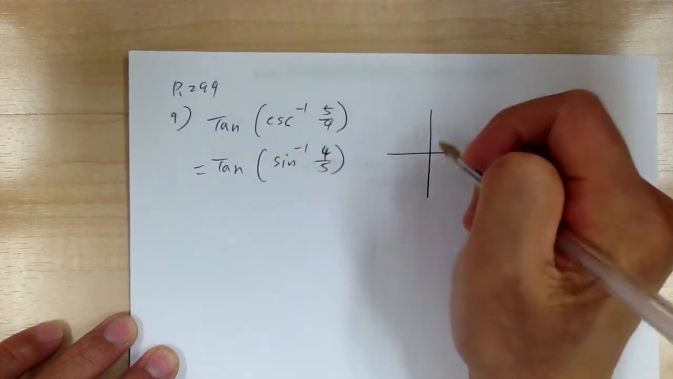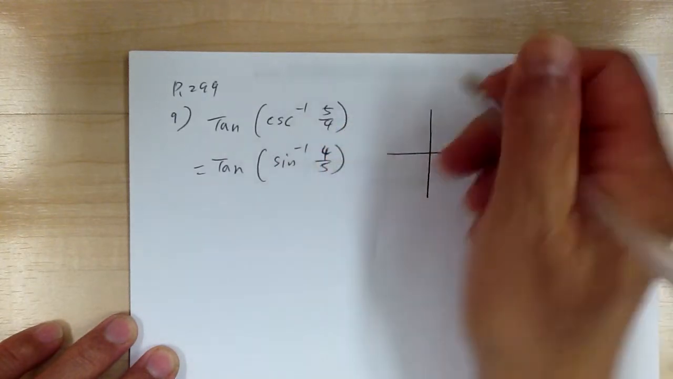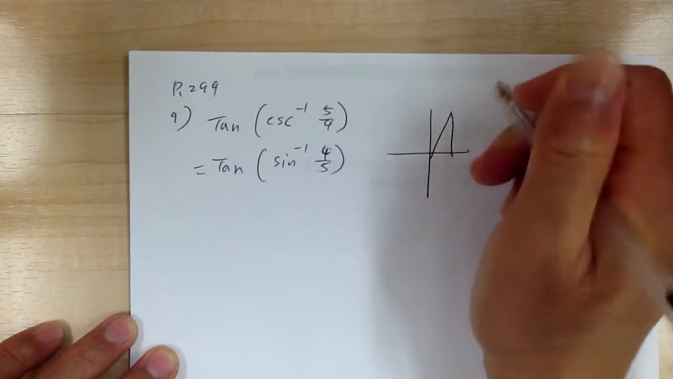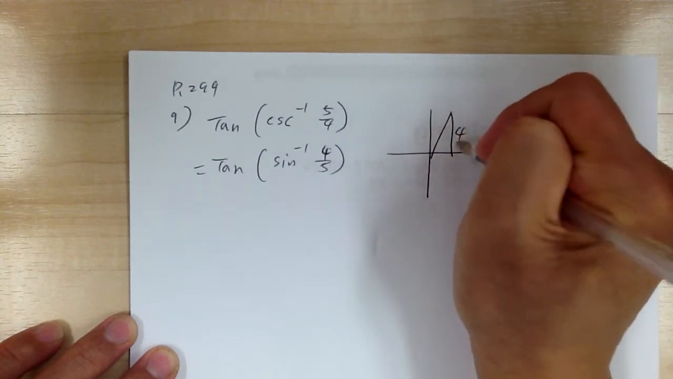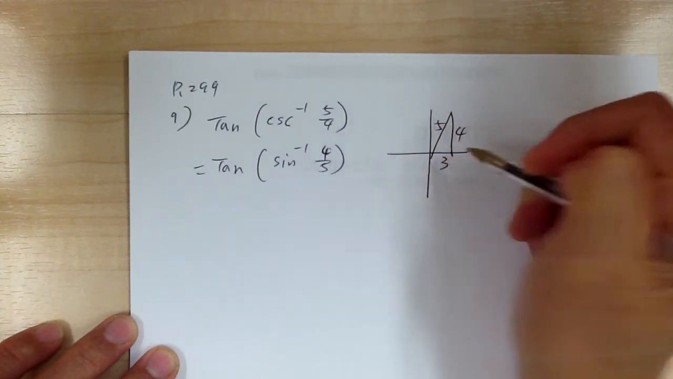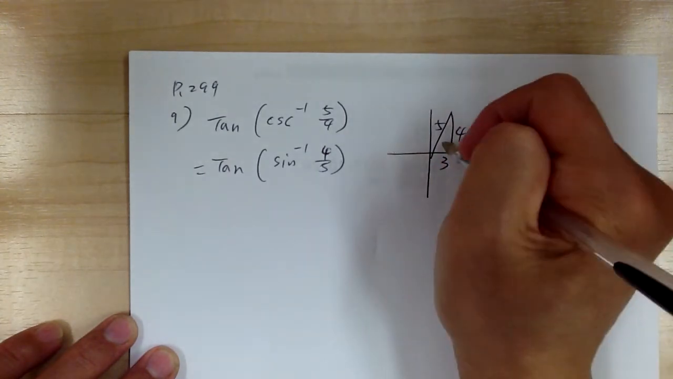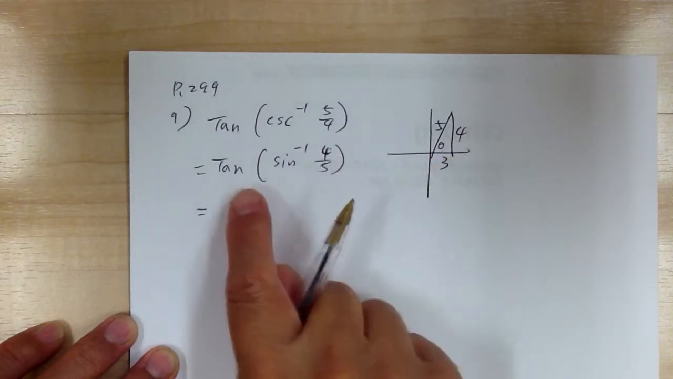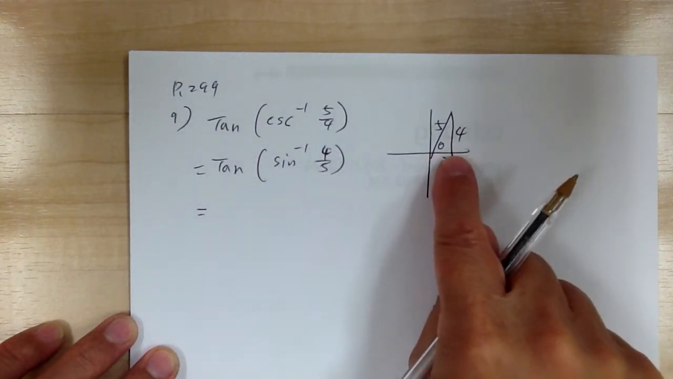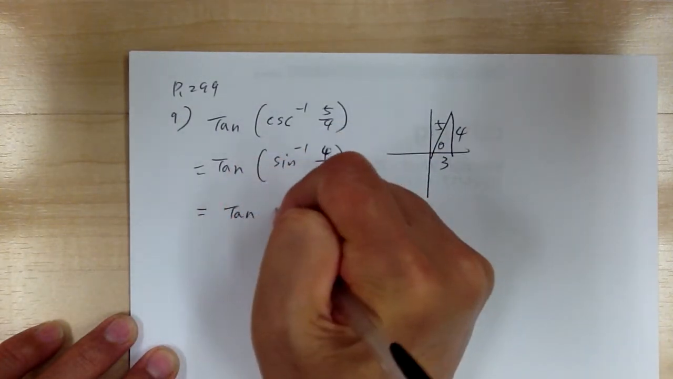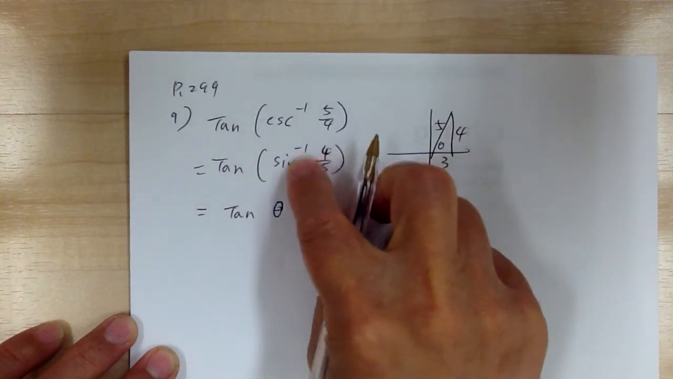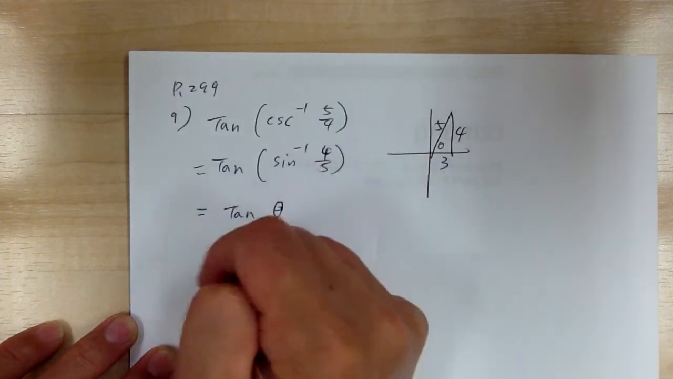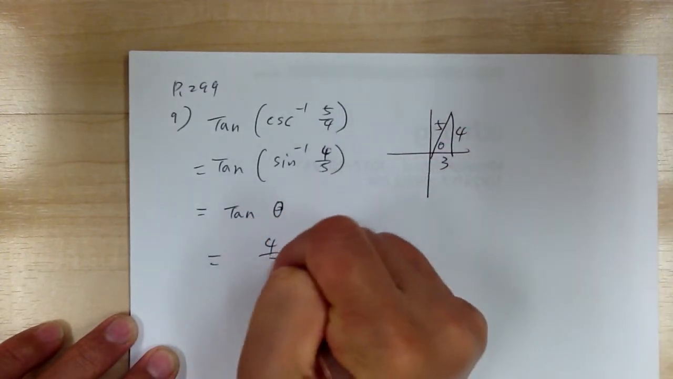So when you draw your picture, inverse sine of 4 over 5, so that means this is the vertical over hypotenuse, so it's going to look like this. So it would be 4 over 5, and this would be a 3. Okay, so that's your angle theta over here. So now you're looking for tangent of that theta, so this is equal to tangent theta. So tangent would be sine over cosine, so this is equal to 4 over 3.